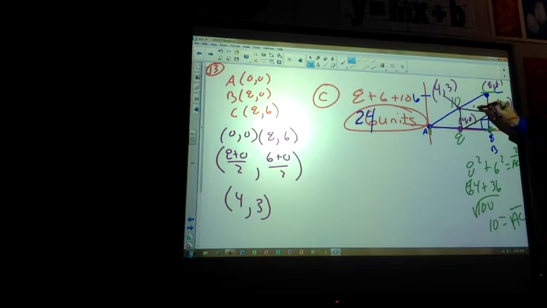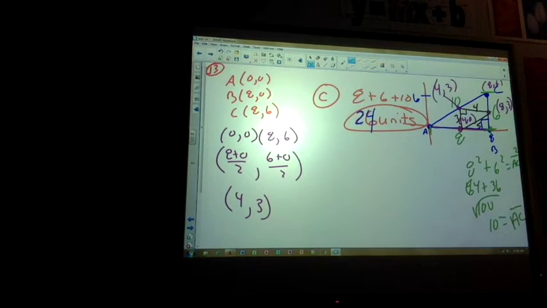Well, I think that has to be 4. Why is that? From here to here is 8, and halfway is 4, so that has to be 4. What about this one? 3, because I have to go all the way up to 6, so that has to be 3. 3 squared is 9, 4 squared is 16, add them together, 25, the square root of 25 is 5. That's a 3, 4, 5 right triangle.